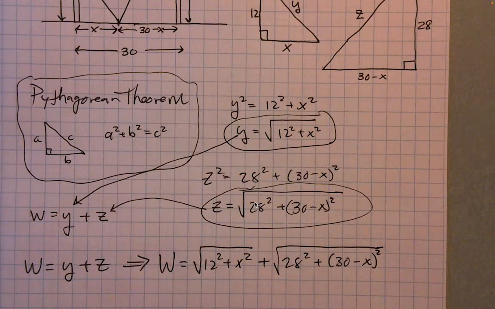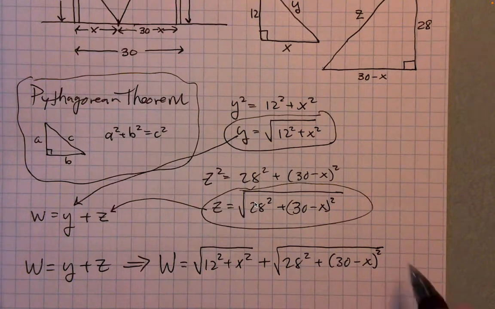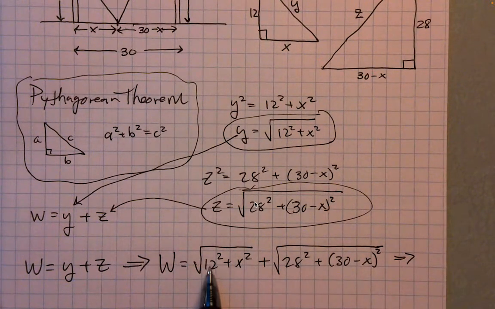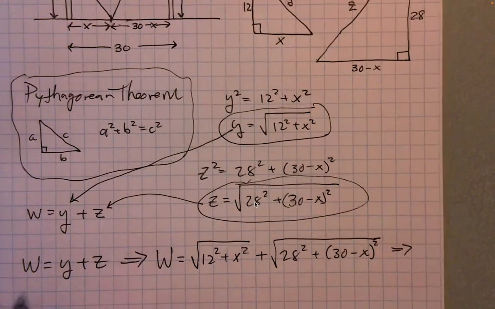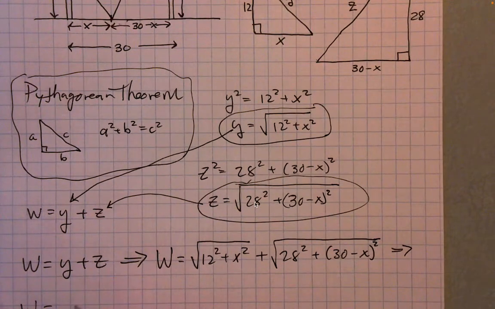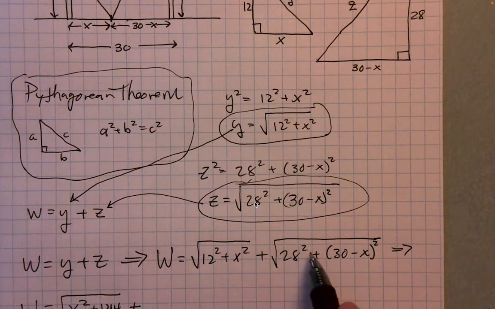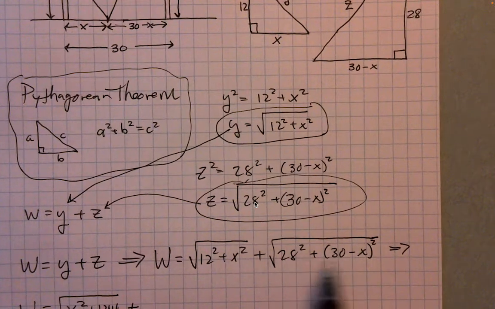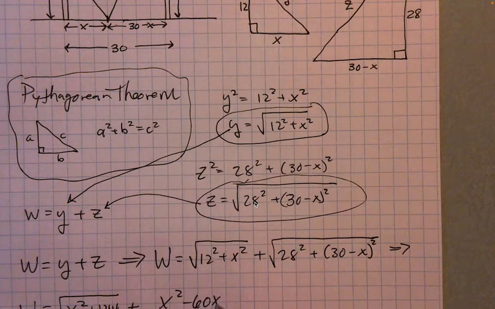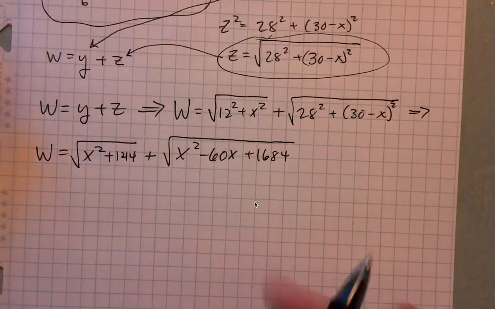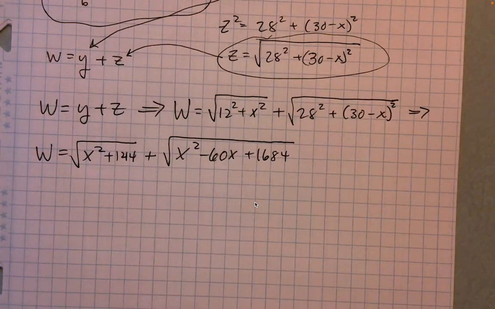All right, let's do a little bit more work on this. Let's get rid of the 12 squared, the constant square. So w will equal the square root of x squared plus 144, plus, now for this thing here, you have to get out a calculator and calculate some of these squares. They're a little big, but it's basically the square root of x squared minus 60x plus 1684. So bigger numbers here, but they're just numbers, no worries.